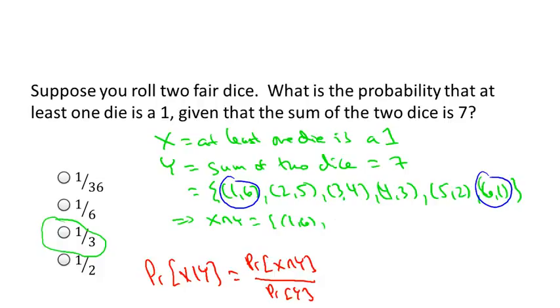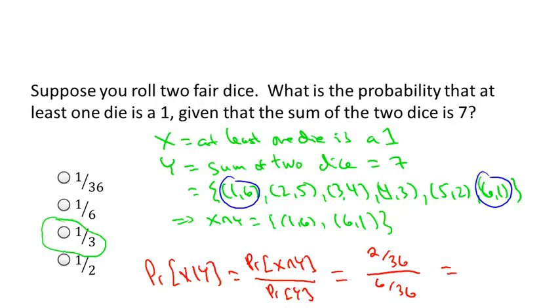Now, each of the 36 possible outcomes is equally likely, so each one has probability 1 over 36. Since x intersect y has only 2 outcomes, that gives us 2 over 36 in the numerator. Since y has 6 outcomes, that gives us 6 over 36 in the denominator. When you cancel everything out, you're left with 1/3.